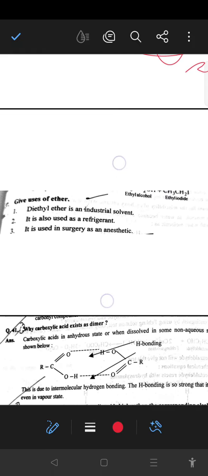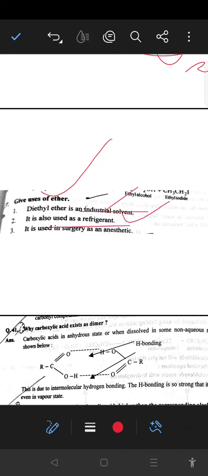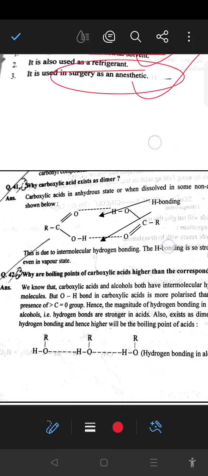Next, the use of ether. Diethyl ether is an industrial solvent. It is also used as a refrigerant. It is used in surgery as an anesthetic. Okay, this is the use of ether.